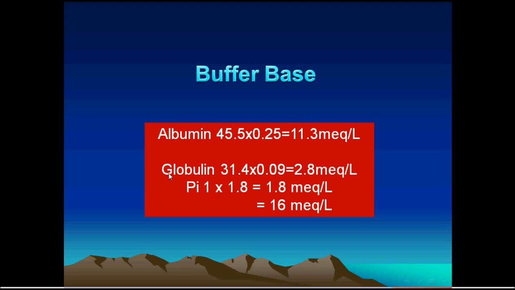When it comes to the globulins, it also has a formula, so it should be multiplied by 0.09, and it will give you about 3, or 2.8, or 2.7 mEq. And the inorganic phosphate is multiplied by 1.8. So the charges on the total weak acids will equal about 16 mEq.